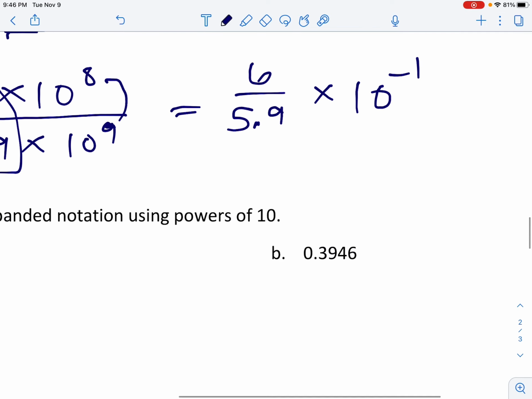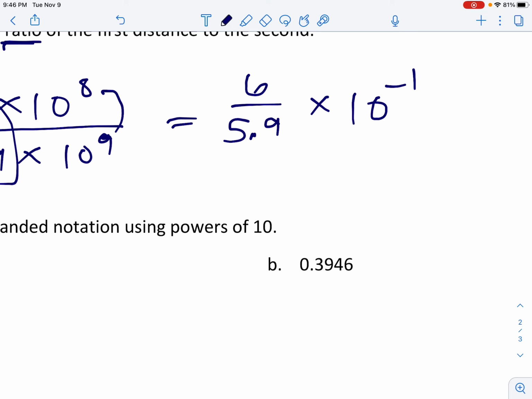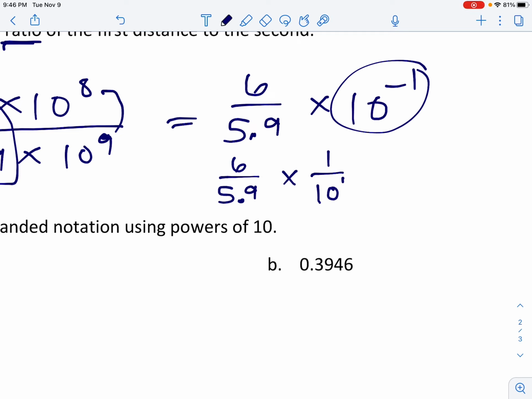So 6 over 5.9 times, and now we have to convert this, because we can't have a negative exponent in a final answer. We're not dealing with scientific notation anymore, we're finding the ratio. So that's going to be 1 over 10 to the first power, or just 1 over 10.